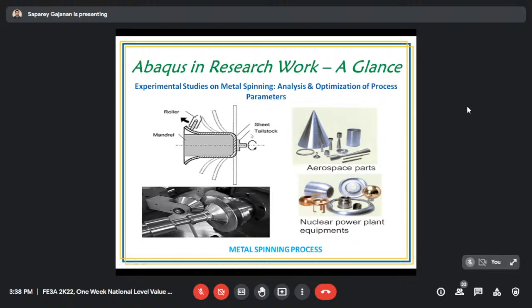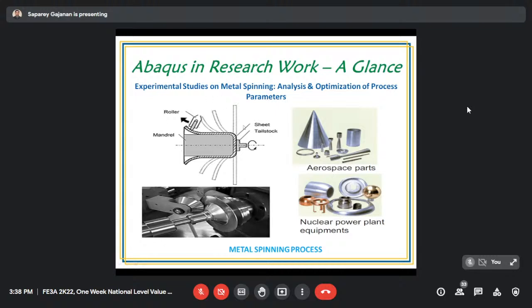In metal spinning, there are broadly two categories, depending on whether the thickness of the sheet metal is reduced to get the final shape. Look at these final shapes: these are aerospace parts, various types of parts. A single material will be deformed to the required shapes. Most sheet metals are up to around 5 mm or 6 mm, depending upon the application and size.